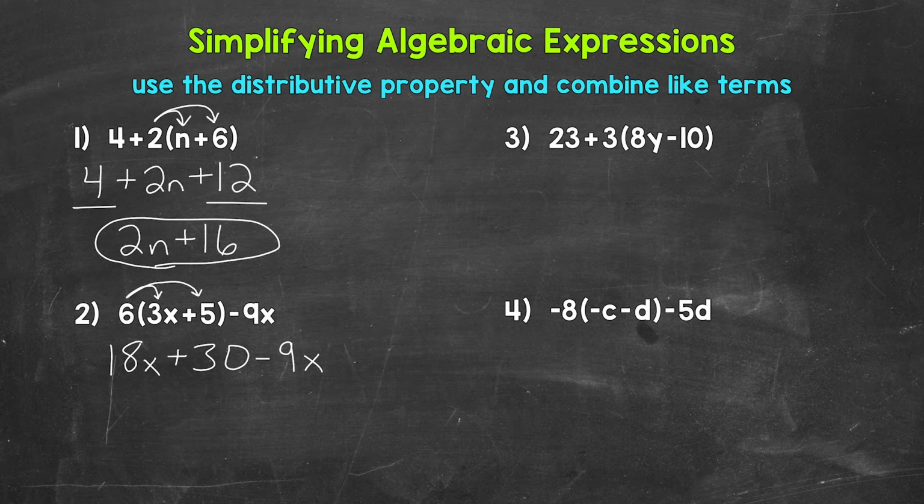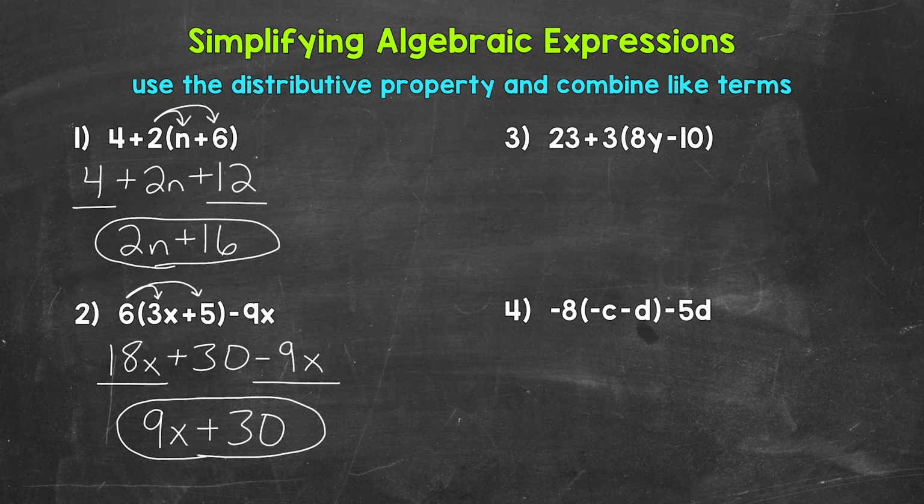Now that we removed the parentheses, we can look to combine like terms. 18x and negative 9x are like terms, so we can combine them. Make sure to include the sign that's in front of a term. That's negative 9x. So we have 18x minus 9x, or 18x combined with negative 9x. That gives us a positive 9x. And then we have plus 30, a positive 30. So our final simplified expression is 9x plus 30.